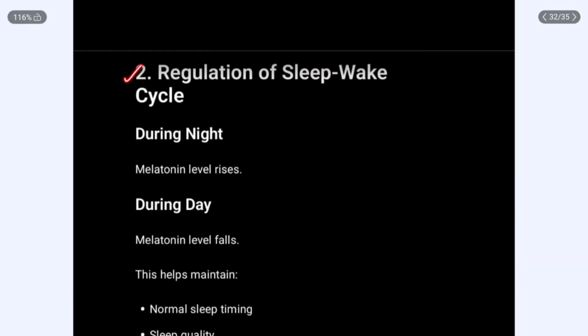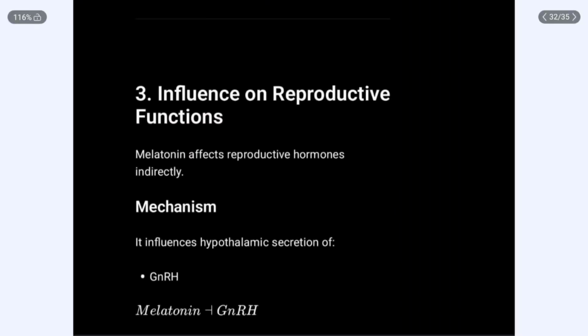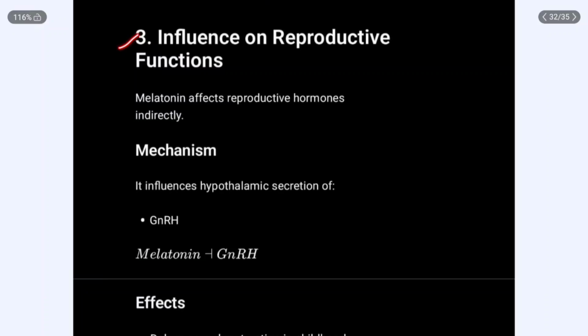Number 2 is regulation of the sleep-wake cycle. During night, melatonin level rises, and during day, melatonin level falls. This helps in maintaining normal sleep timing and sleep quality. Number 3, influence on reproductive function. Melatonin affects reproductive hormones indirectly.